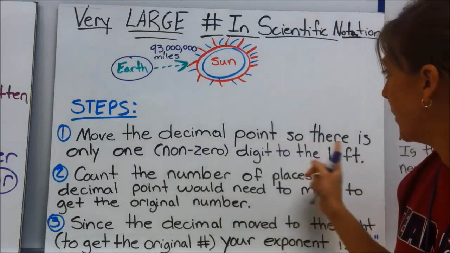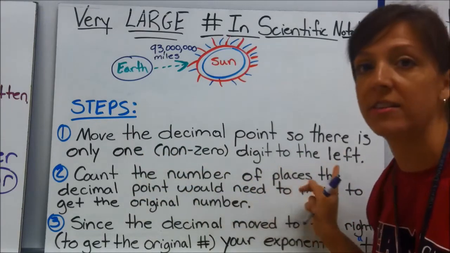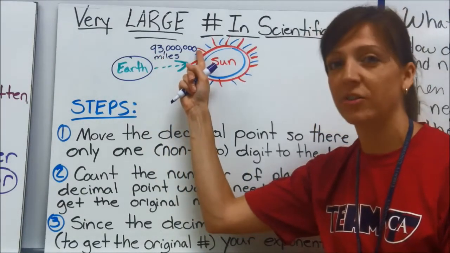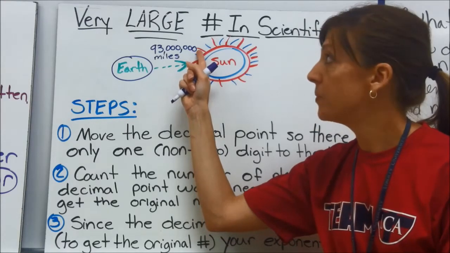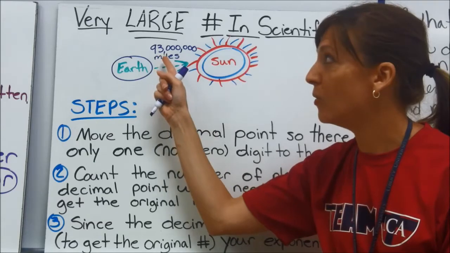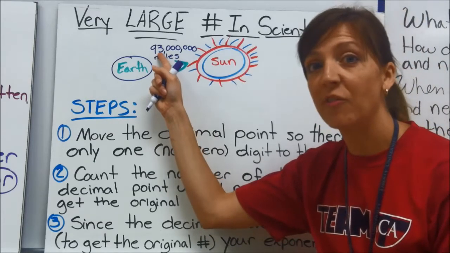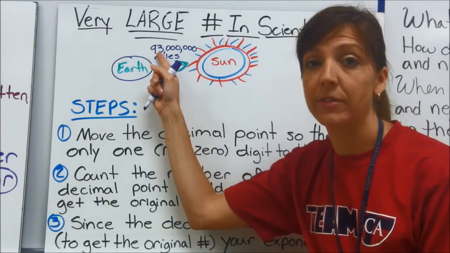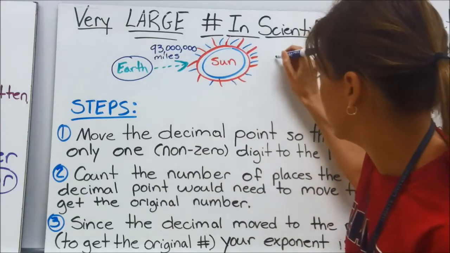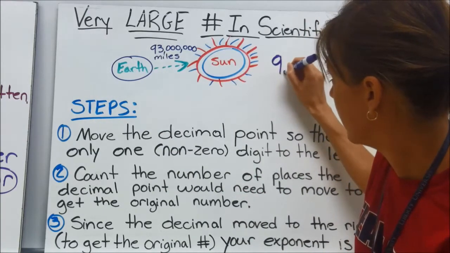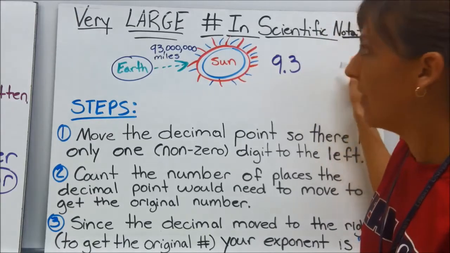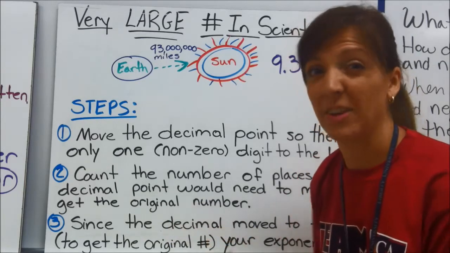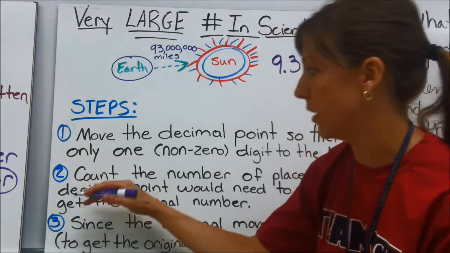First step says move the decimal point so there is only one non-zero digit to the left. So here's 93 million, and I want to move the decimal point. I know that there's a decimal point at the end of this number. So I'm going to move it until there is only one non-zero digit in front of the decimal point. I'm going to move it all the way down so there's only a 9 in front of the decimal point. So my new number is going to look like this: 9.3, and then I could write out all those zeros behind it, but in scientific notation, I'm not going to write those zeros out, okay? Let's get to step 2.